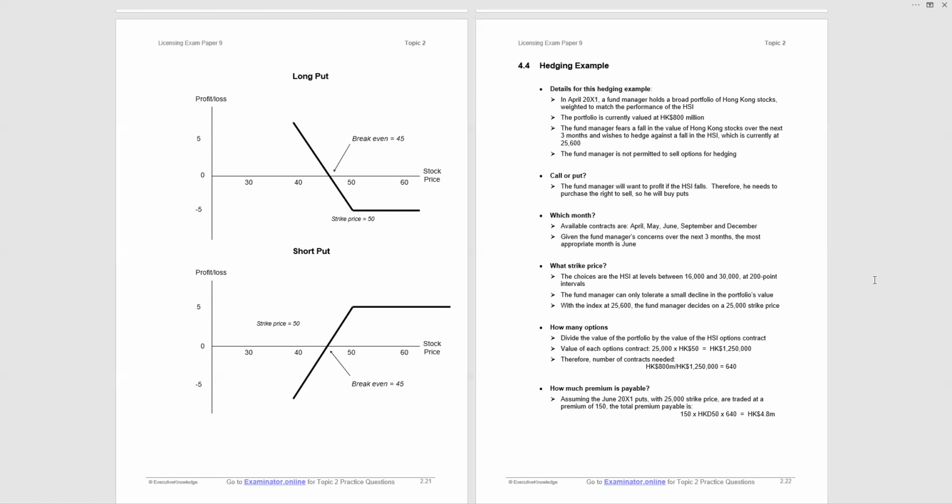Now, is it call or put? Well, I've already said it should be puts. You want to buy puts. Now, which contract month are you going to choose? Well, you know that your exposure is for 3 months, and we're told that the available contracts are April, May, June, September, and December. We've been told that we are now in April XD1. 3 months: April, May, June. Then, given your concerns over the next 3 months, the most appropriate month is June.